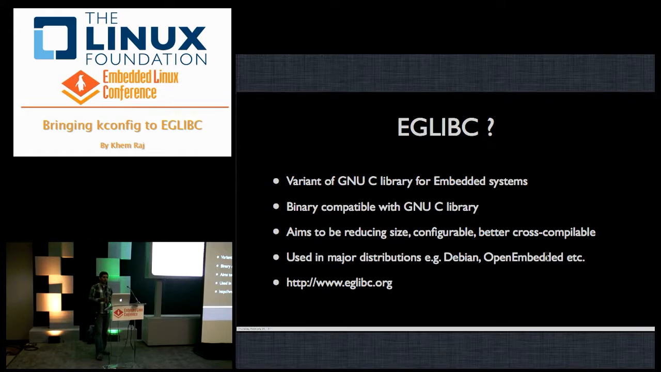For that matter, if you go to the Eglibc site, there are very nice documents on how to cross-compile it and how to run the Eglibc tests in cross environments. It has very extensive and very nice documentation on that. It has been adopted in major distributions, especially Debian, thereby it flows into Ubuntu. Open Embedded flows into Yocto and others, and Gentoo also has a port of Eglibc if you want. The website is eglibc.org, and it hosts all the information about it: all the releases, and information about the mailing list, SCM and everything.